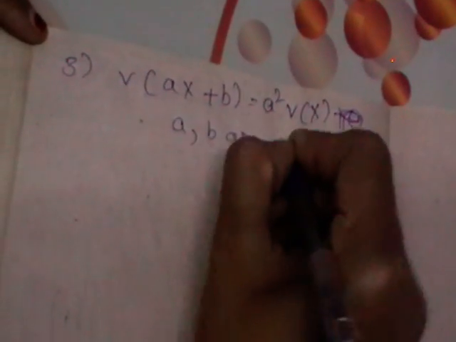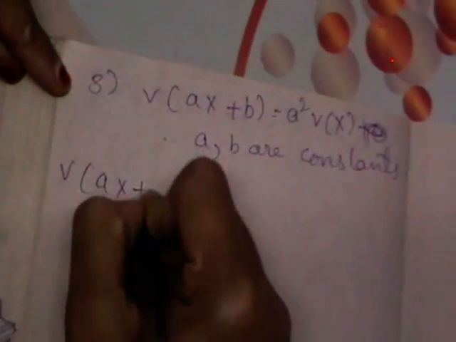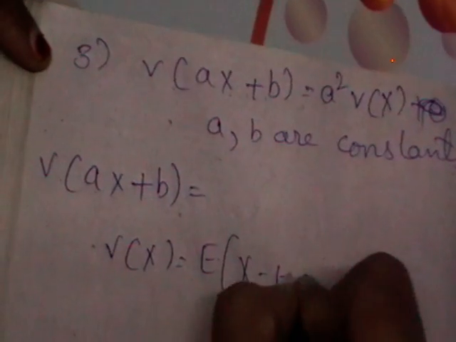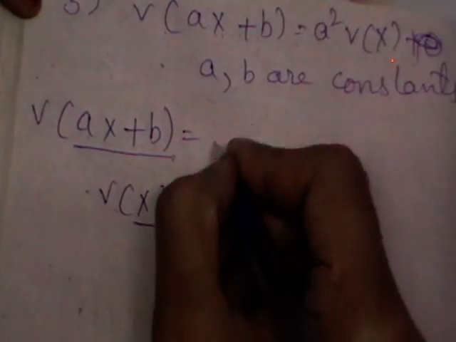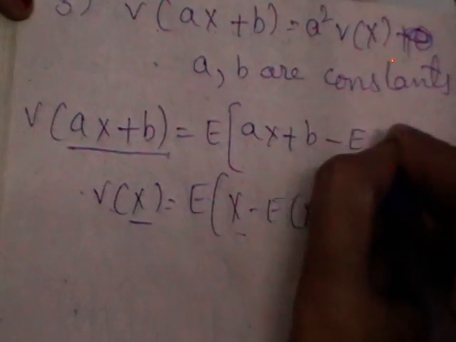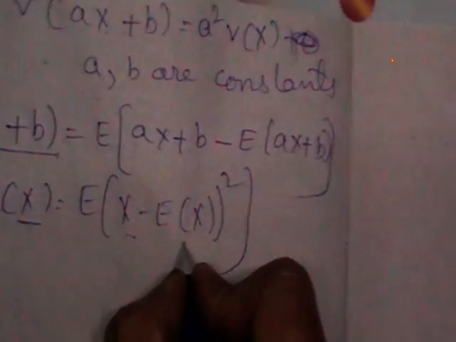Another result on this is variance of (ax + b) is equal to a² variance of x, where a, b are constants. So let us do this also. Let us consider the LHS. What is the formula for variance of x? Expectation of (x − E(x))². In place of x we have ax + b, so it will be the expectation of (ax + b − E(ax + b))². Here in this formula I have substituted x with ax + b.